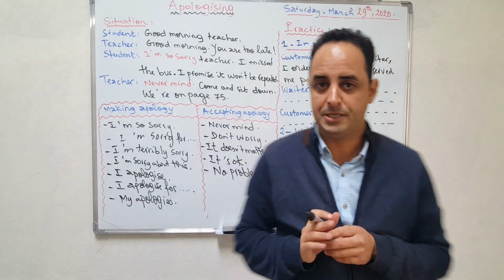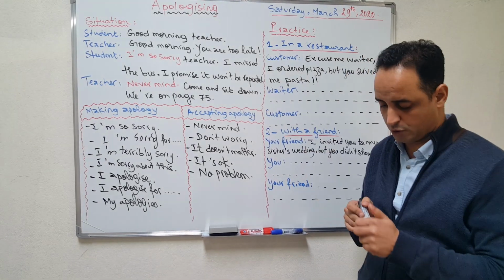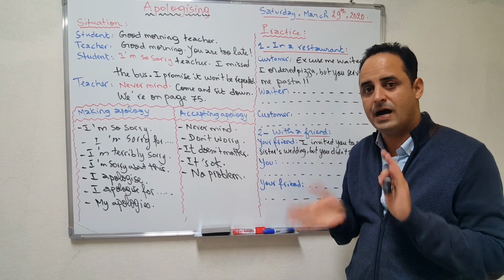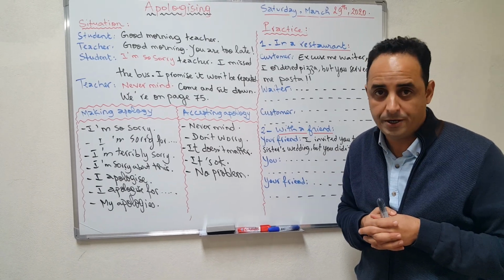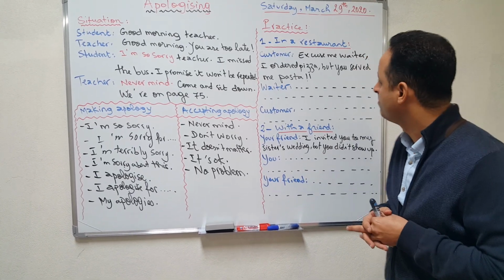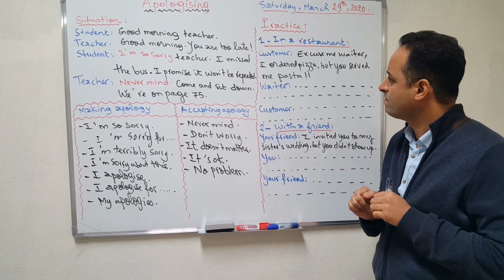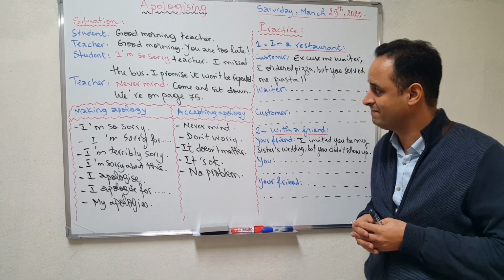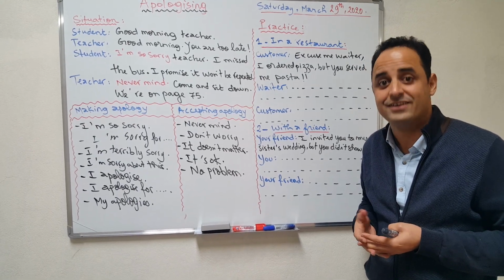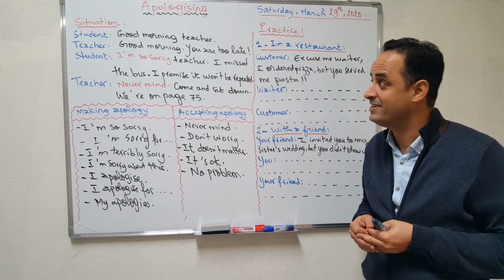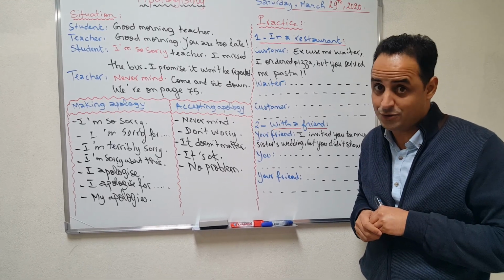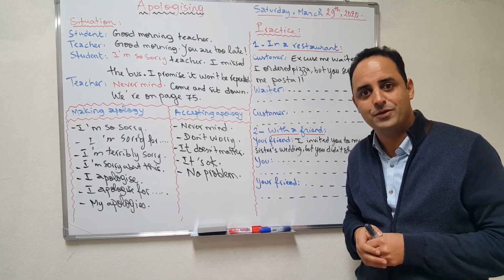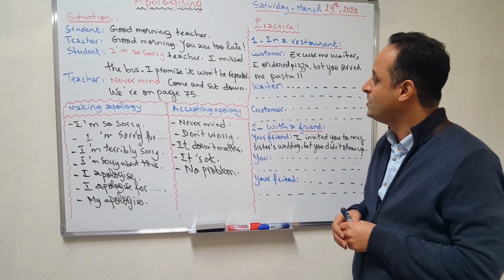Great. Here are two examples. So the first one, the first situation in a restaurant. It's a dialogue between a customer and a waiter. The customer says, "Excuse me, waiter, I ordered pizza, but you served me pasta." So it's quite clear that the waiter has made a mistake. The customer ordered pizza, wanted to eat pizza, not pasta, and the waiter put pasta on his table.